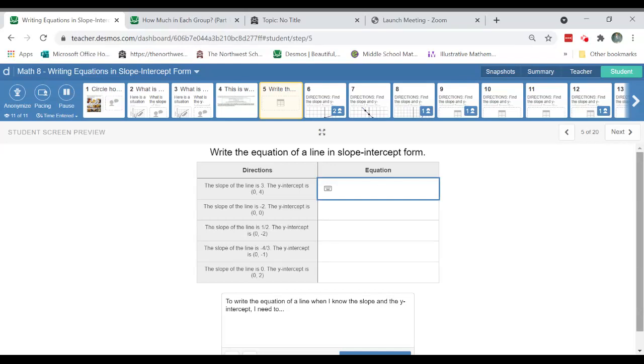All right. Slide 5. Write the equation of a line in slope-intercept form. So this is, I want it to be pretty straightforward. Slope-intercept form is y equals mx plus b. We wanted to do it out in words. That means y equals slope multiplied times x plus the y-intercept.